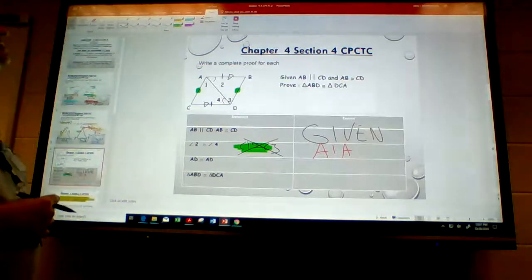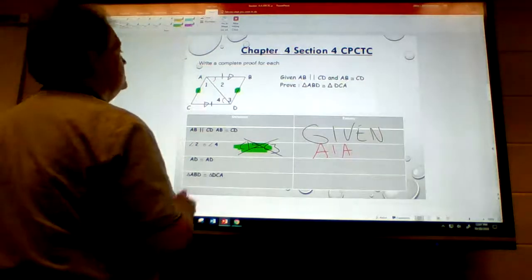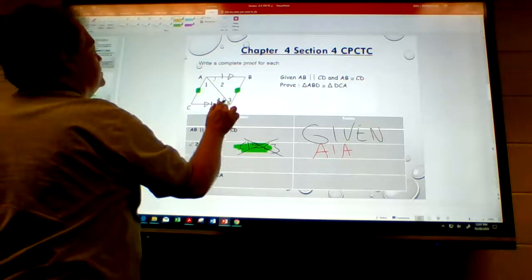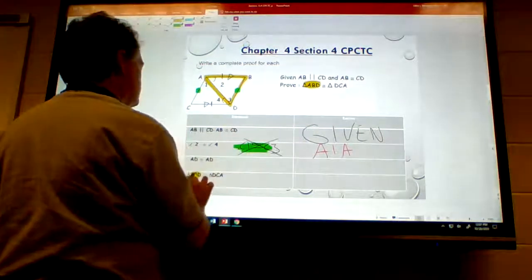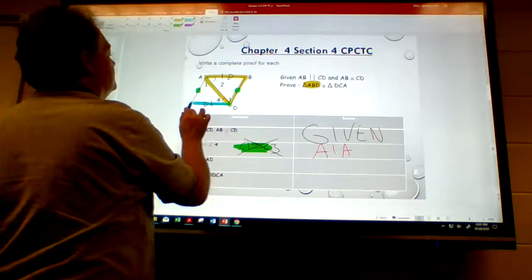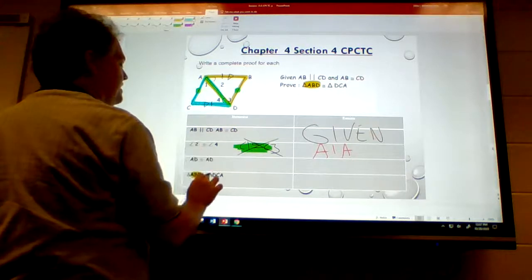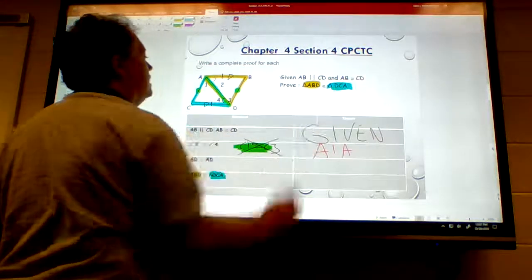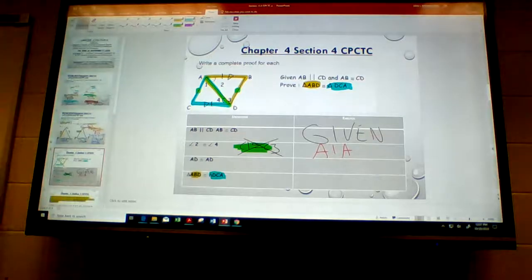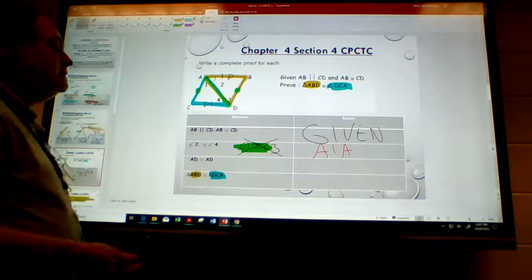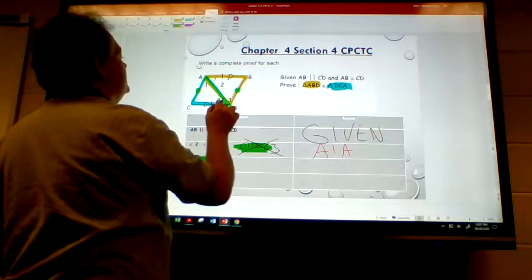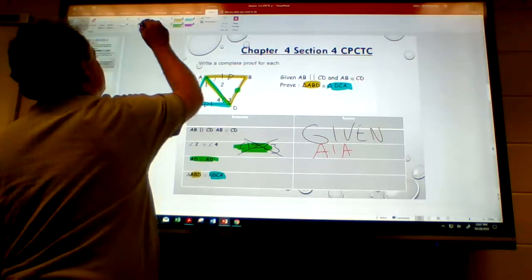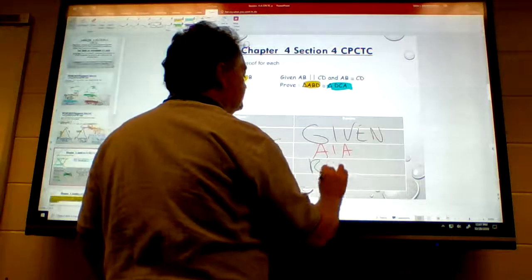All right. Then, of course, oh, I forgot to do this. We're trying to prove that this triangle right here, ABD, is congruent to this triangle right there. I forgot to do that. I apologize for that, folks. But anyway, all right. So I'm trying to prove that the yellow triangle is congruent to the blue triangle. Well, what do we know about yellow and blue? Yellow and blue make green, and green is right there, AC. AC is congruent to itself by the reflexive property.